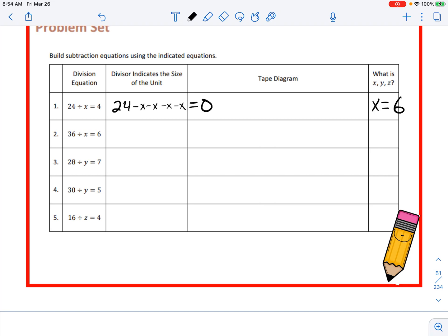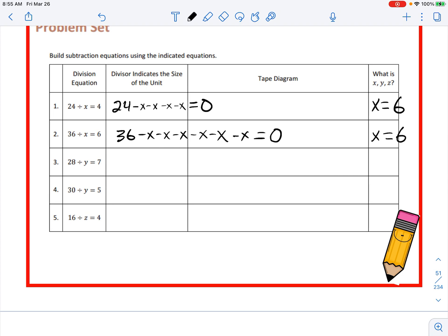Okay. Number 2, 36 divided by x equals 6. That means I'm going to subtract x from 36 6 times. So this is 36 minus x minus x minus x minus x minus x minus x equals 0. Okay? And in this case, x is going to equal 6 because 36 divided by 6 equals 6.